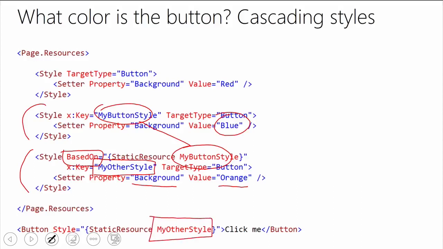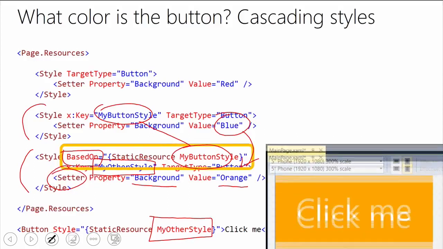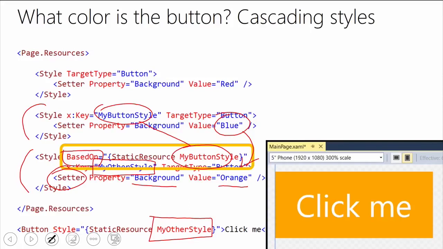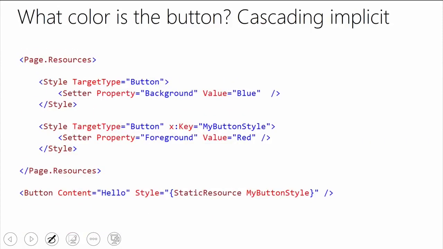My other style. Now, the truth is, blue is flowing into the new style because of based on, but then the setter unwinds that and overwrites it to orange. So it had better show orange. There we go. Hooray. Kind of a yellowy orange. Common sense so far. So far, so good, right? Yes. Only got a few more, but this is still pretty fun.